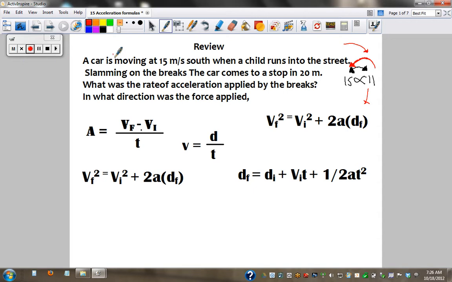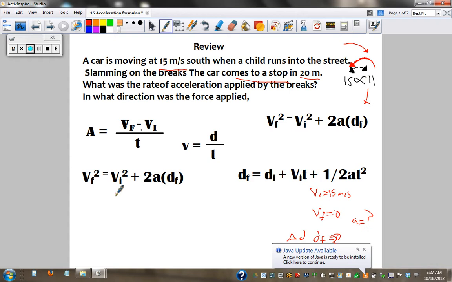Okay, here's the answer. It's moving at 15 meters south. So let's see, V initial. That's how fast it's going when it started. Child runs into the street, slams on the brakes, comes to a stop. V final equals 0. In 20 meters. Distance final equals 20. That's the same as change in distance. Sorry, 20. D initial is always 0. We don't know acceleration.